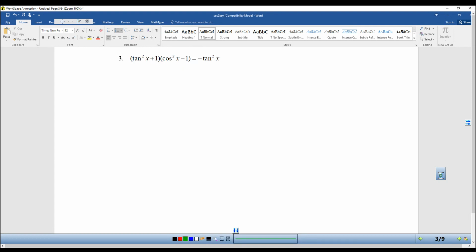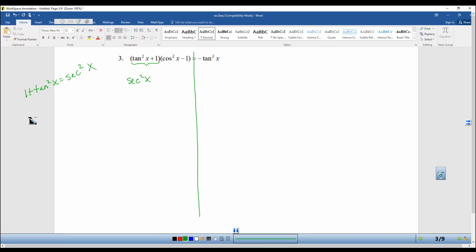Number 3. Lots of different ways to do this one. You could FOIL it out. You could change its form. I'm going to try looking for this tangent squared x plus 1, and sure enough, that is an identity. Whenever you see a squared and a 1, you've got to at least consider that possibility. So I'm going to change this to a secant squared. And then my cosine squared x minus 1.